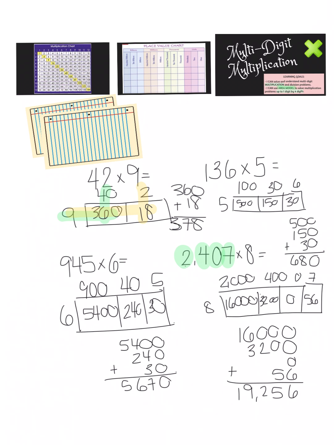For each problem, I'm just breaking the problem apart into multiples of 10 that I can quickly and accurately solve, while still maintaining my understanding of where these numbers are coming from. As a result, I am able to more efficiently and accurately solve for multi-digit multiplication problems.